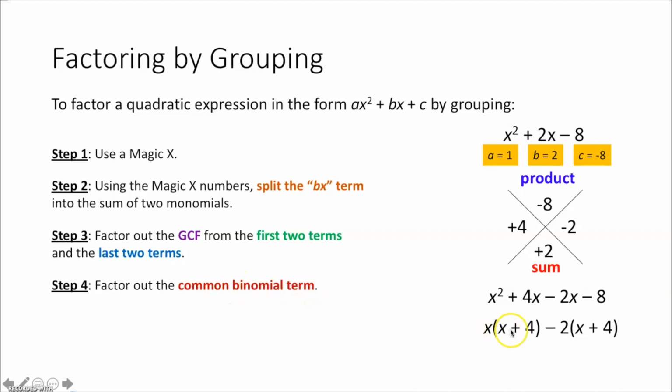So technically, this is two terms, x and -2, both multiplied by x plus 4. So what I'm going to do is factor out the x plus 4, and in another set of parentheses, I'm going to put our GCFs, x minus 2. And that's how you factor by grouping.